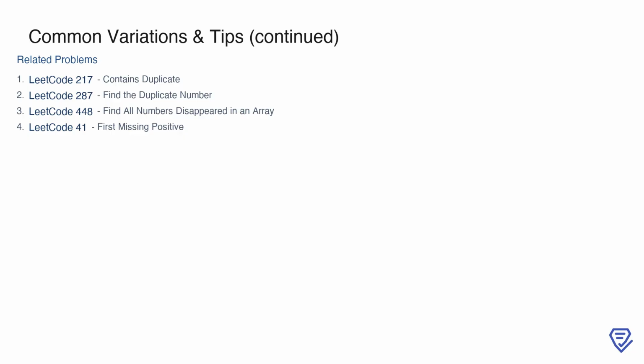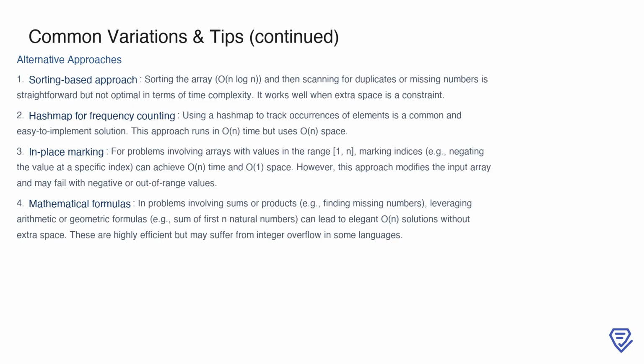Problem 448, Find All Numbers Disappeared in an Array, involves identifying missing elements instead of duplicates, while Problem 41, First Missing Positive, takes it a step further by finding the smallest missing positive integer. These problems offer opportunities to apply similar concepts while adapting to slightly different requirements, helping you strengthen your pattern recognition and problem-solving skills. There are several alternative approaches to solving this problem, each with its own advantages and trade-offs.